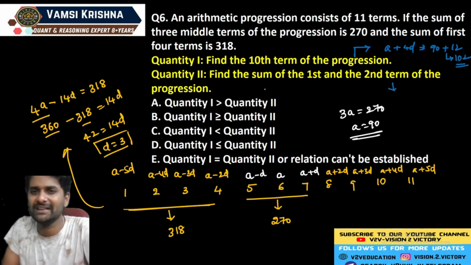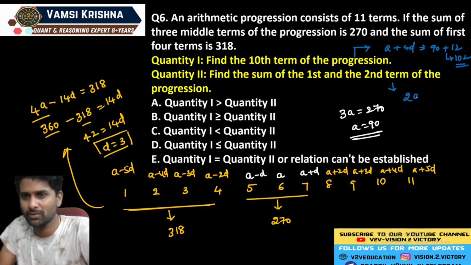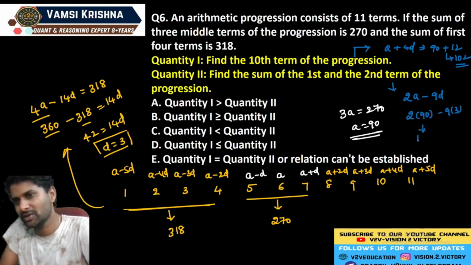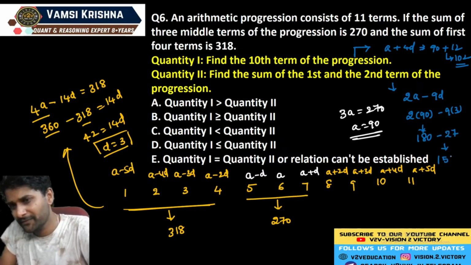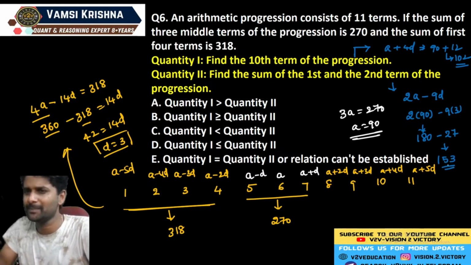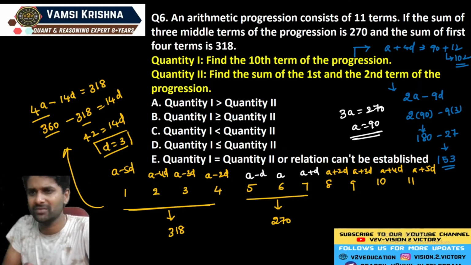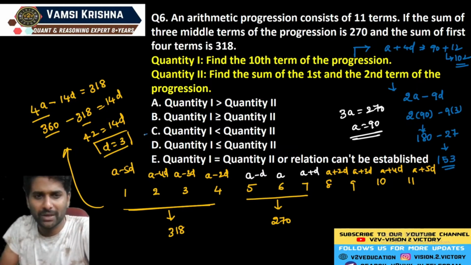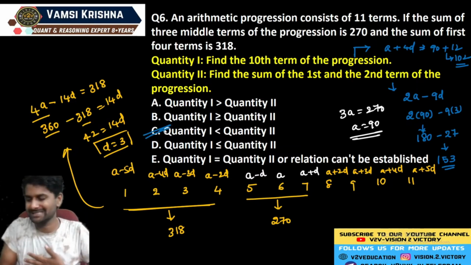Take the second one. Find the sum of the first and second term in the progression. The sum of the first and second term is exactly equal to 2A minus 9D. You already know that 2 into 9 minus 9 into 3. So its value is 180 minus 27. So its value is 153 units. So if you go through this comparison, definitely quantity 1 is always less than quantity 2. So 1 is less than 2. So you can choose your option as C.